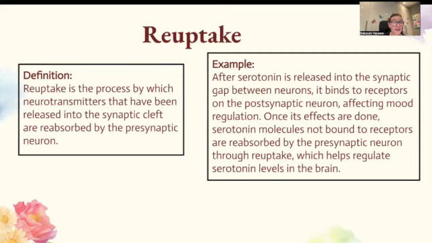Reuptake. Reuptake is the process by which neurotransmitters that have been released into the synaptic cleft are reabsorbed by the presynaptic neuron. After serotonin is released into the synaptic gap between the neurons, it binds to receptors on the postsynaptic neuron, affecting mood regulation. Once its effects are done, serotonin molecules not bound to the receptors are reabsorbed by the presynaptic neuron through reuptake, which helps regulate serotonin levels in the brain.